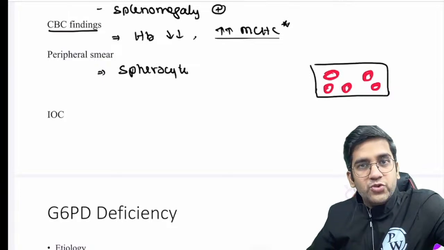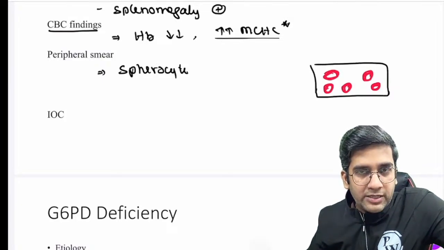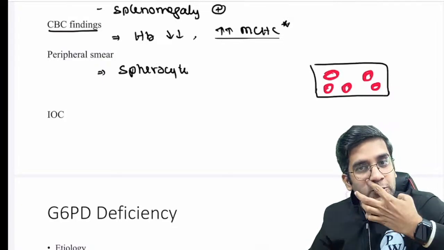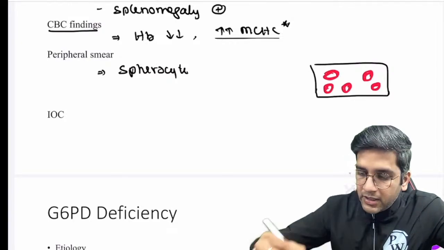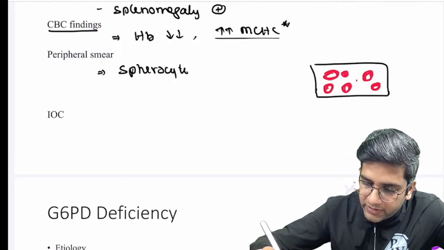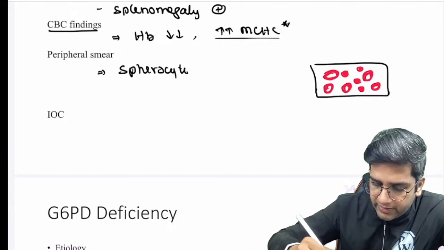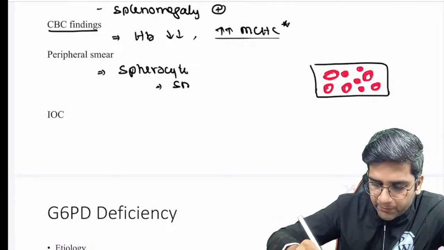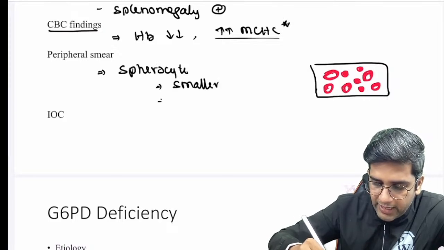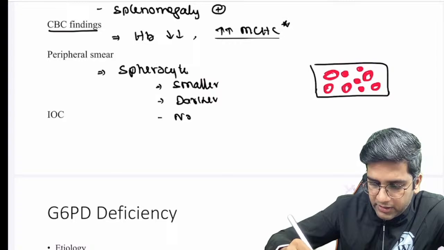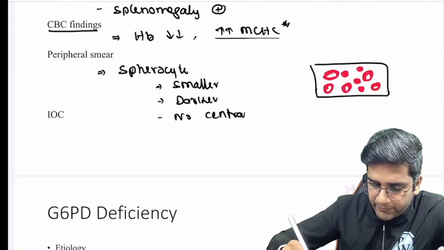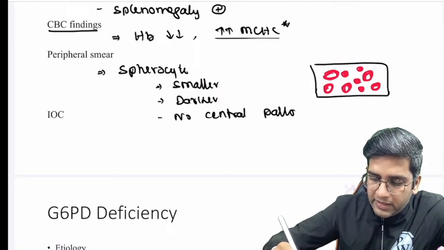So this spherocyte will be smaller than a normal RBC, and darker. That's why MCHC is elevated, and there'll be no central pallor, right? So my spherocyte will be like this. A spherical RBC, no central pallor, right? Write it down. A spherocyte will be smaller, darker, and there'll be no central pallor. That's a very classical thing. You will never have a central pallor in case of a spherocyte, right?